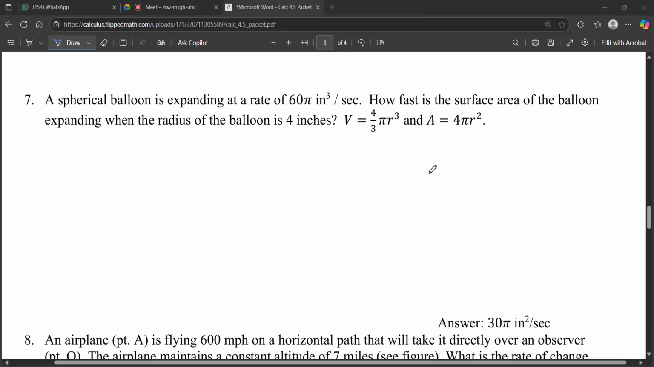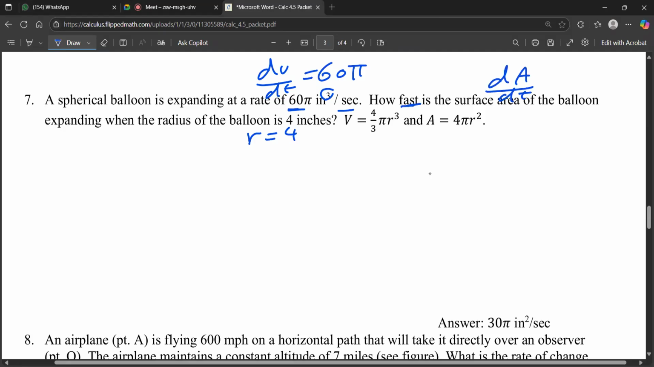Okay, another question. A spherical balloon is expanding at a rate of 60 pi cubic inches per second. So this is about the volume. The rate of change of the volume will be dV/dt equals 60 pi. How fast is the surface area of the balloon expanding when the radius of the balloon is 4 inches? So R equals 4. He's asking about how fast the surface area is expanding, so he's asking about dA/dt.